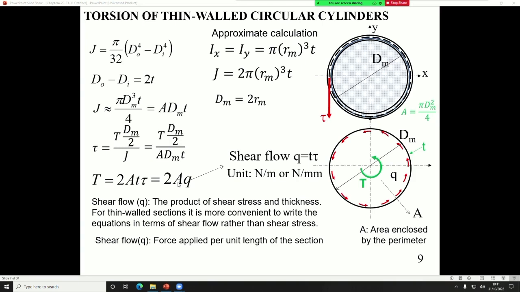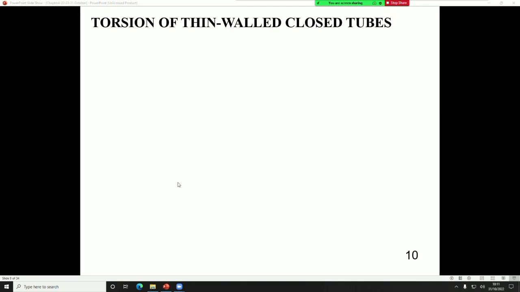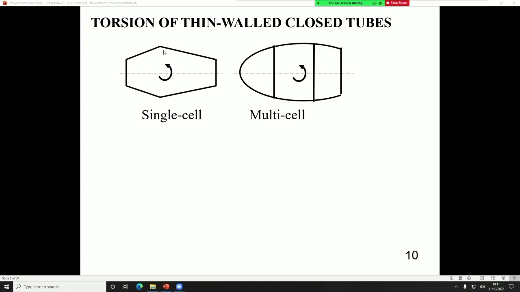Now we move on to slide number 10, torsion of thin closed tubes. In this section, you can see that the section has an arbitrary shape. It could be single cell, it could be multi-cell. We could have sharp corners as well, so it doesn't need to be a continuous or smooth surface. We can see we have discontinuity at these two locations. So the shape is arbitrary, and we also allow the thickness to vary. When we were analyzing a thin walled circular cylinder, based on the two equations, the thickness was uniform around the section. Here we allow the thickness to vary as well. So the shape is arbitrary, and the thickness is allowed to vary around the section. We also let the material property be different.